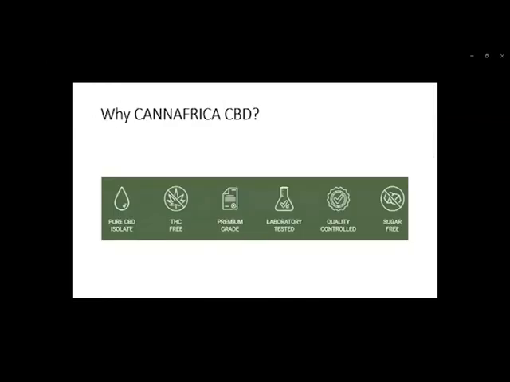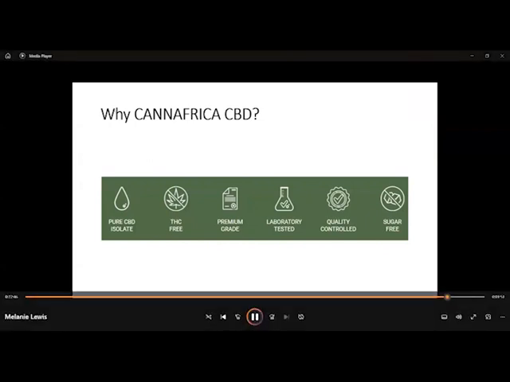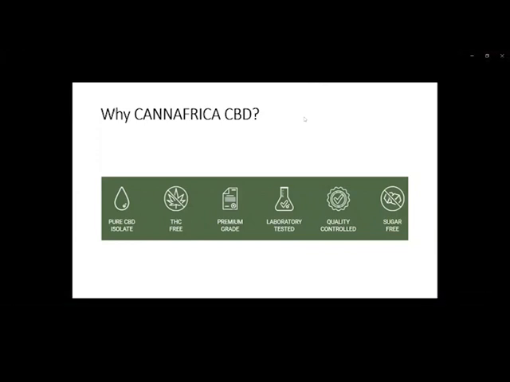Moving on, why Cannafrica CBD? Most of the products are pure CBD isolate, besides the broad spectrum in the CBD Pro product. Everything is THC free and premium grade. We don't buy the cheapest product on the market. We hunt for the best product with the best COA, which is Certificate of Analysis. We know exactly what's going into our products. Everything is laboratory tested, and I've got certificates of analysis for everything we sell. Everything is properly quality controlled, and it's sugar-free, so it's safe for diabetics.